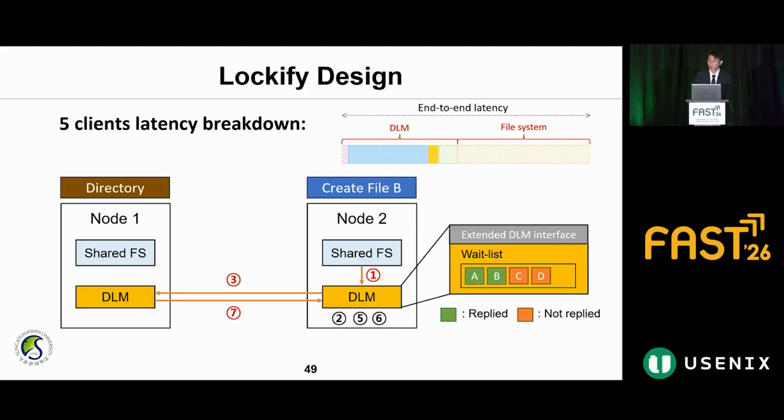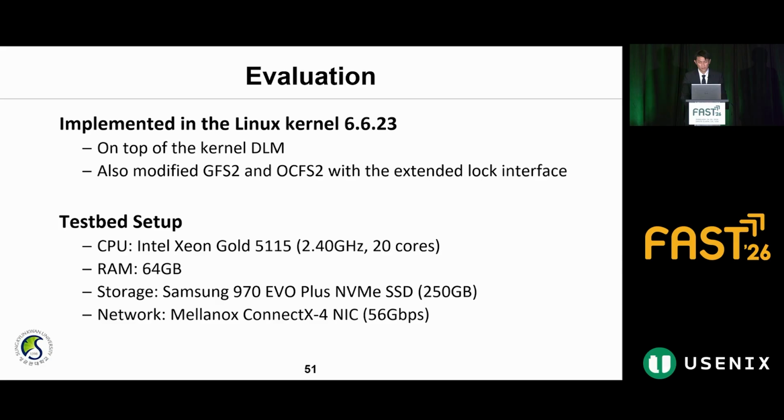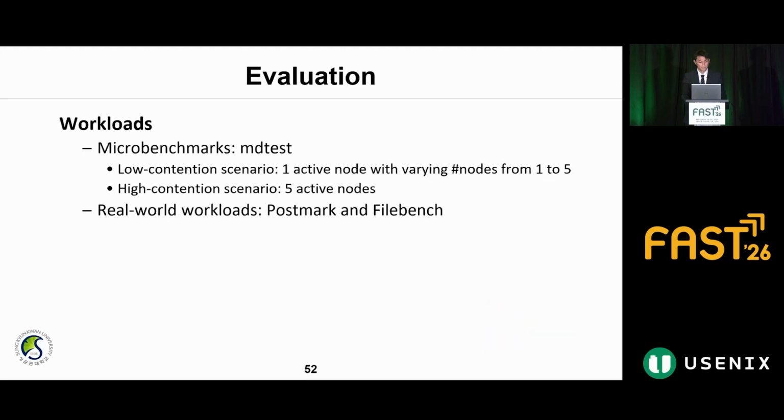So these are the 3 components of Lockify. Before, the process looked like this. And now we enabled parallel execution. Evaluation. We implemented it in Linux kernel 6.6.23 on top of kernel DRM. We also modified the file system slightly to use just flags. This is the testbed, and we connected to the shared storage through NVMe over TCP.